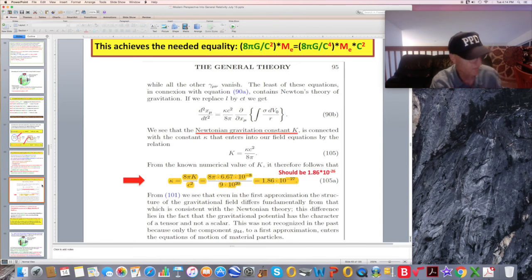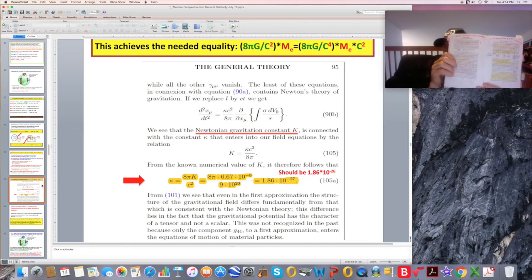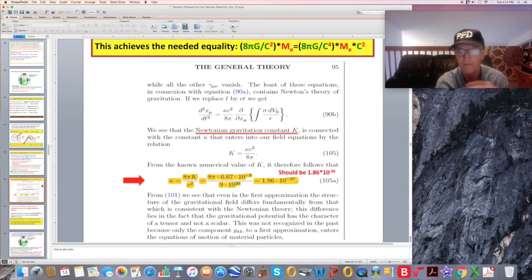Now this book is the latest edition, 1955, the year before he died. And look, it should be 1.86 times 10 to the minus 26, and he still has 1.86 times 10 to the minus 27. This is Einstein, one of the best physicists we've ever known, and there are still little errors here and there. And this one he didn't catch.